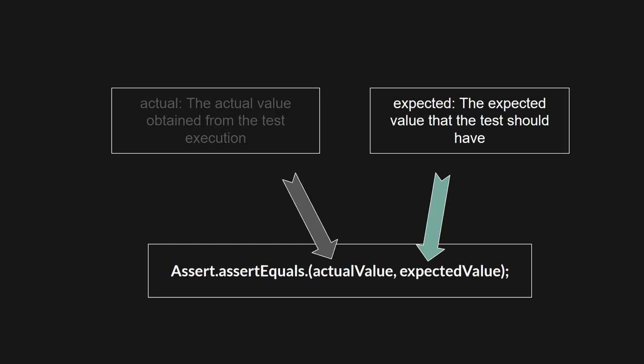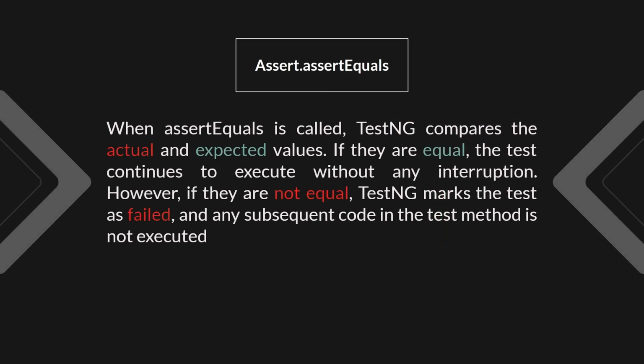When the assert equals is called, TestNG compares the actual and expected values. If they are equal, the test continues to execute without any interruption. However, if they are not equal, TestNG marks the test as failed, and any subsequent code in the test method is not executed.